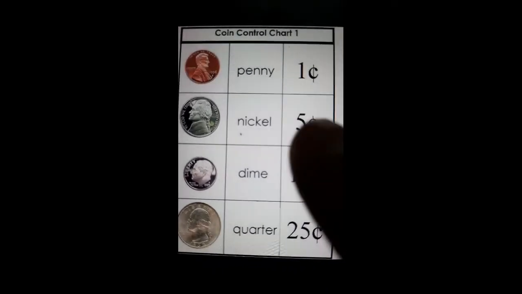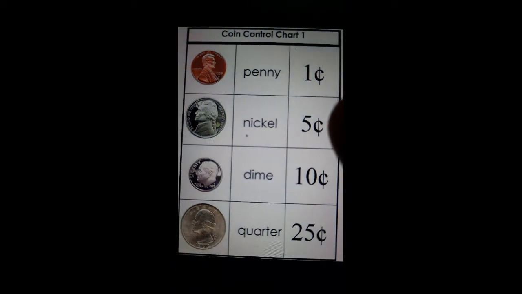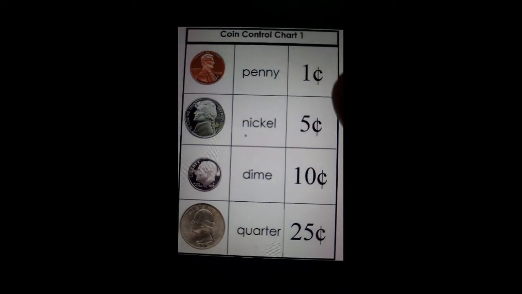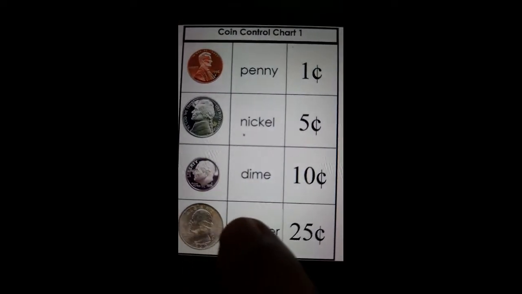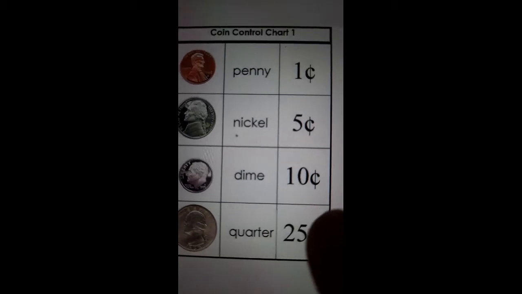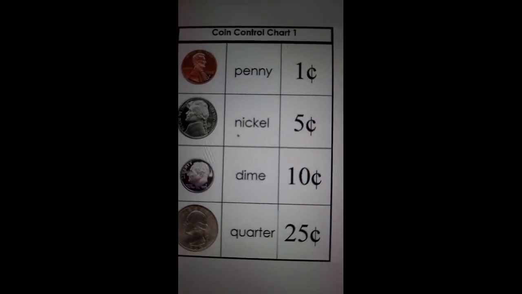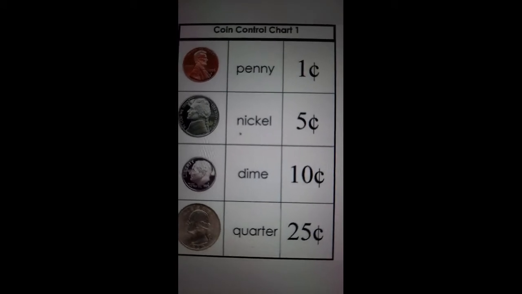Understand? One more time, listen. First one, it is a penny. Penny, that means 1 cent. And nickel means 5 cents. And dime means 10 cents. And quarter means 25 cents. Understand, everybody? I think everyone understands.